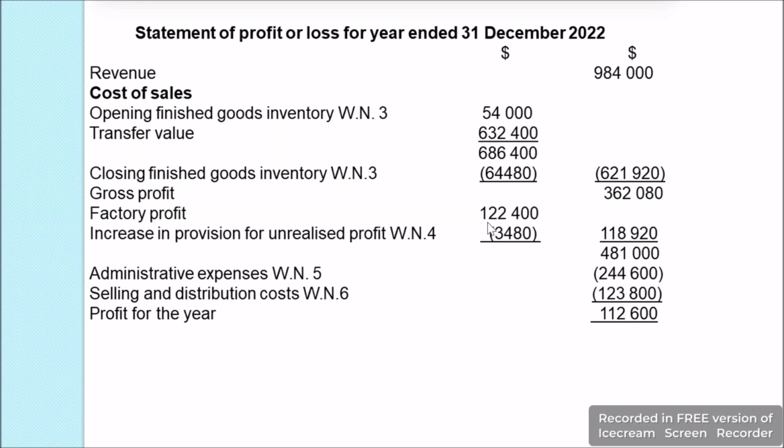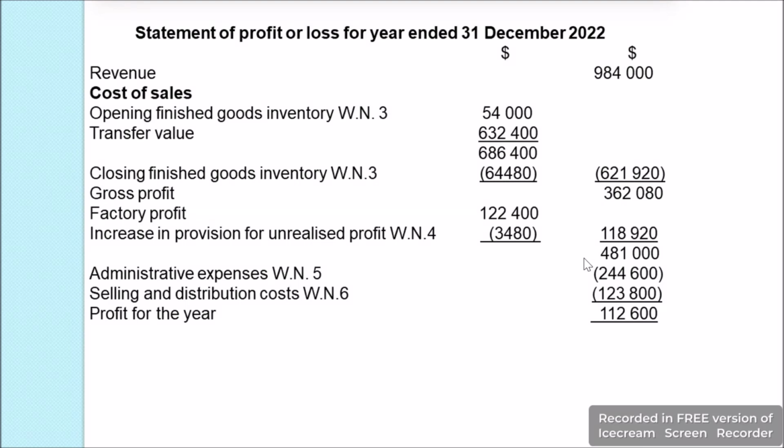To this, we are going to take the factory profit, which we calculated in part B of the question as $122,400. From there, we'll subtract the increase in the provision for unrealized profit, which we calculated in the fourth working notes as $3,480. Then we'll get the net factory profit as $118,920.